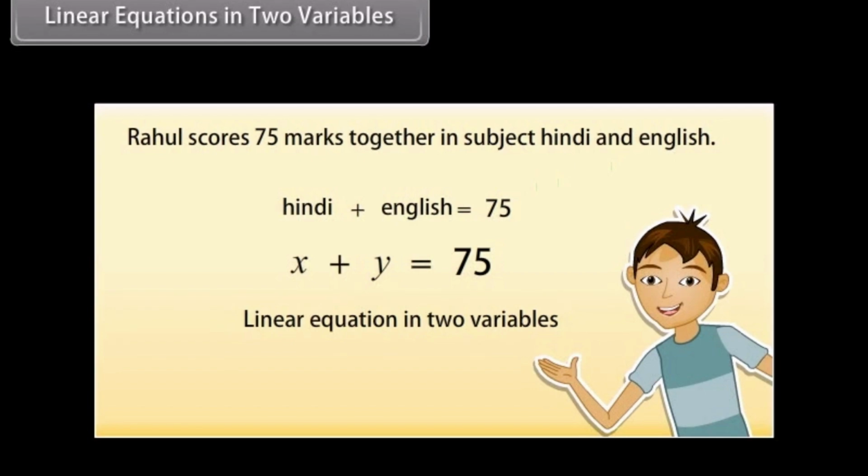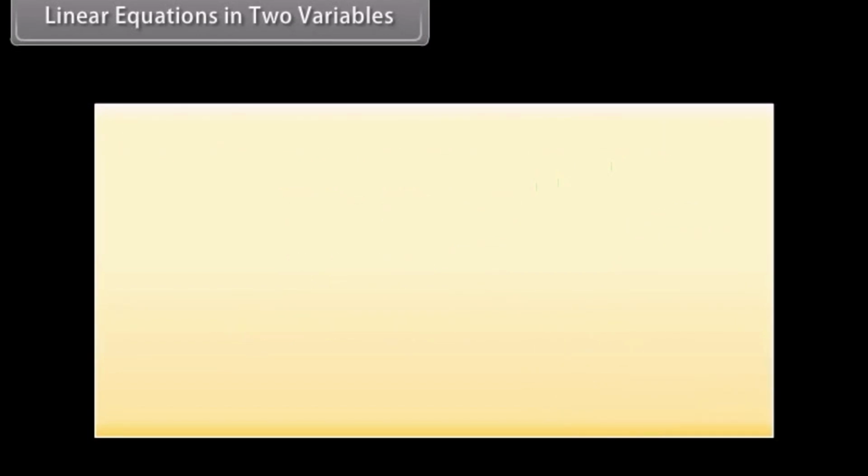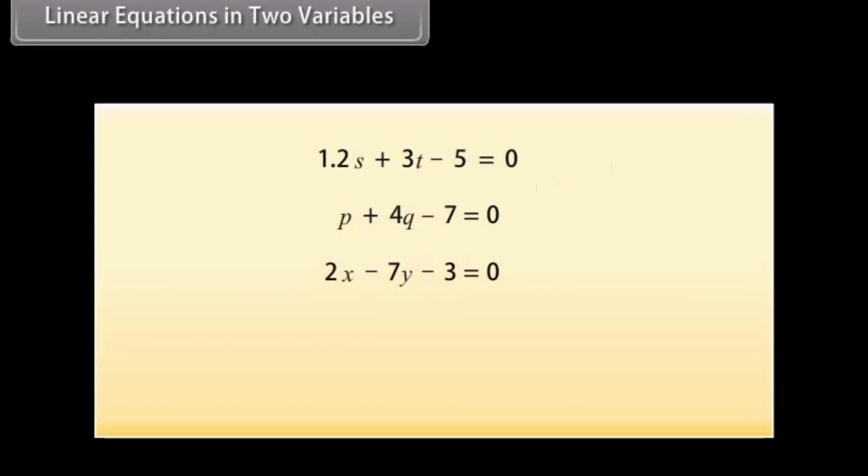Some other examples of linear equations in two variables are 1.2s plus 3t is equal to 5, p plus 4q is equal to 7, and 3 is equal to 2x minus 7y. We can put these equations in the form 1.2s plus 3t minus 5 is equal to 0, p plus 4q minus 7 is equal to 0, and 2x minus 7y minus 3 is equal to 0 respectively.